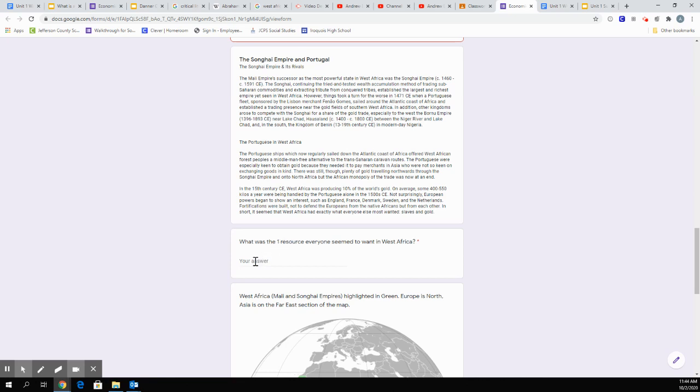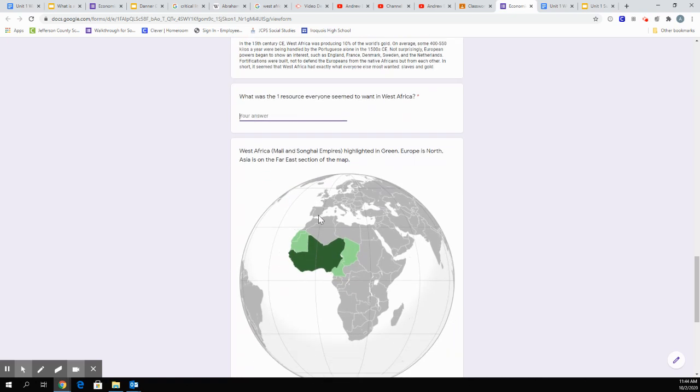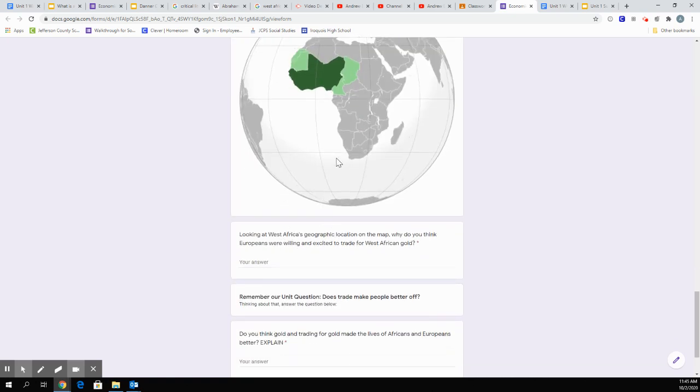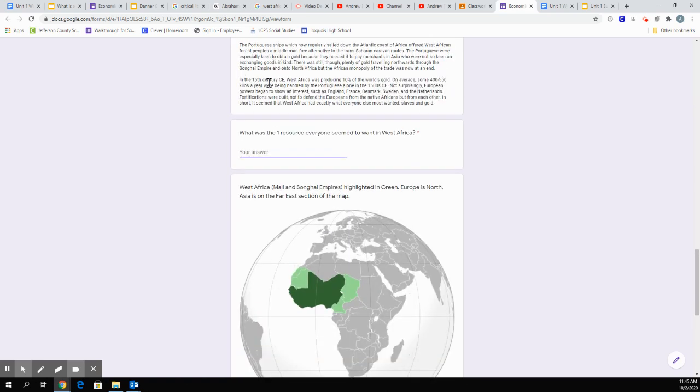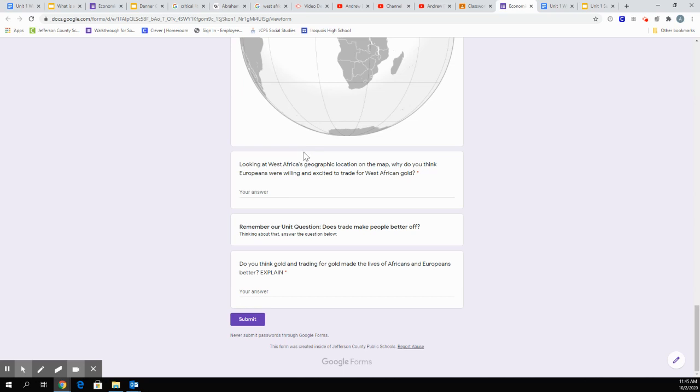So again, you've probably gathered this, so I'm not going to give the answer. What's one resource everyone seemed to want in West Africa? And then looking at this map and what you read here, because you want to base some stuff on this reading, why do you think the Europeans were willing and excited to trade with West African gold? Because I'll tell you this right now, gold by itself is just a rock. So think about why was that valuable to Europeans?